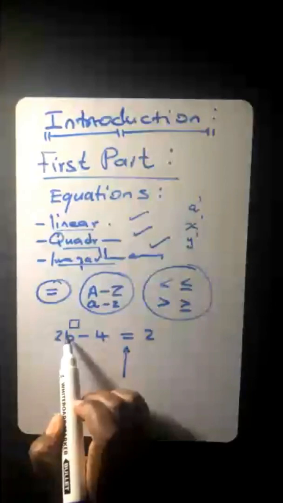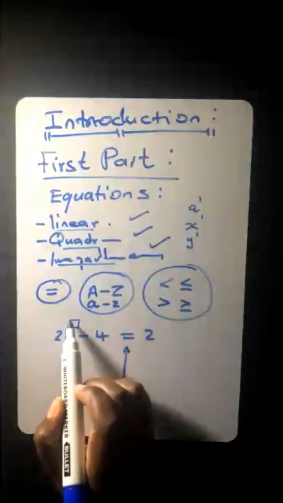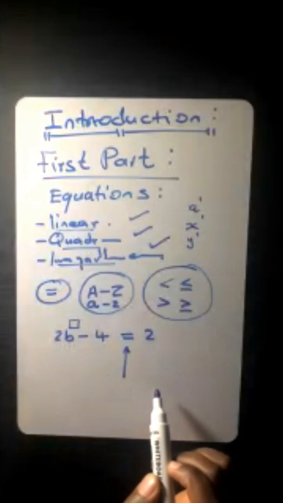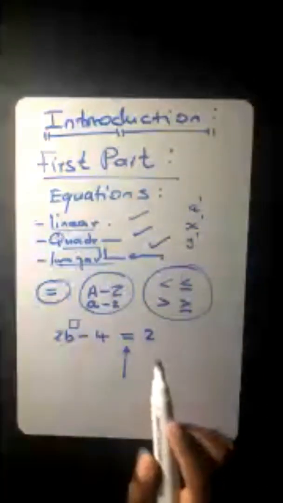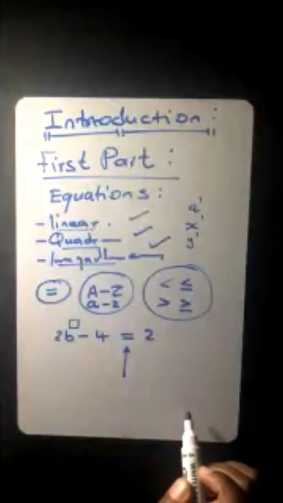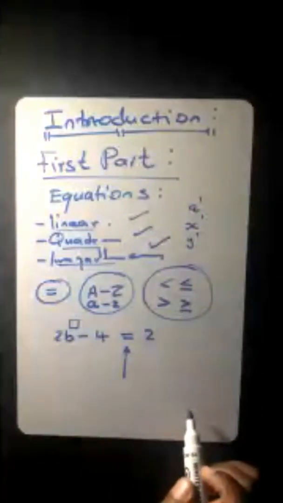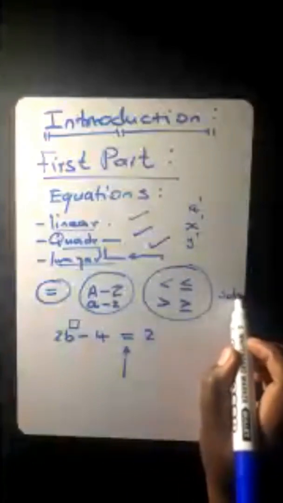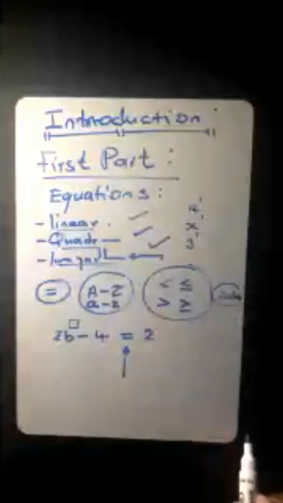So for the fact that the letter, or your unknown, is to the power 1, that means this is a linear equation. Why a linear equation? It's because we notice it has an equal sign. What does it mean when you're dealing with an equation? It means you must solve for the unknown.